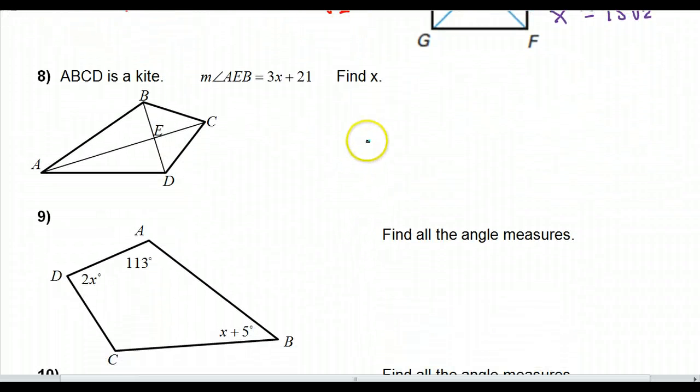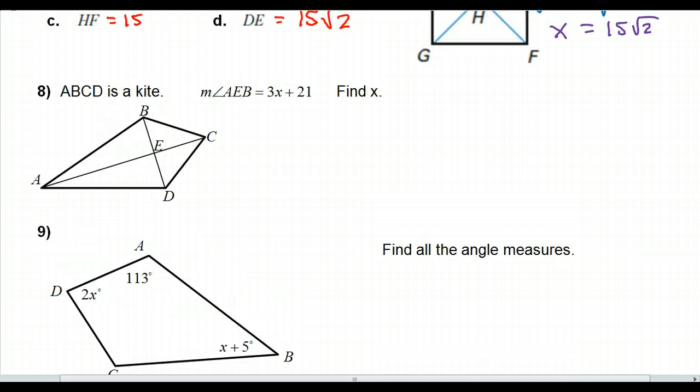Okay, number 8. All right, I'll have to pick up with this later.